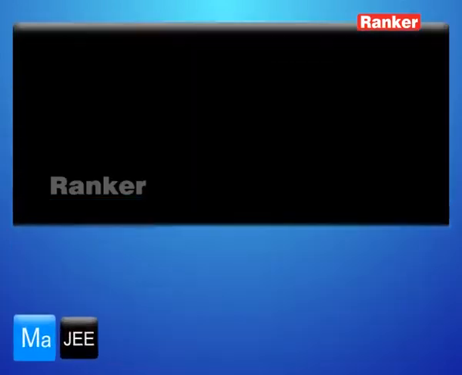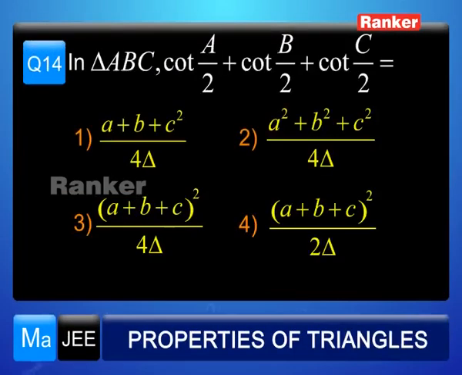In a triangle ABC, cot A by 2 plus cot B by 2 plus cot C by 2 is equal to, first option, A plus B plus C square by 4 delta. Second option, A square plus B square plus C square by 4 delta. Third option, A plus B plus C the whole square by 4 delta. Fourth option, A plus B plus C whole square by 2 delta.